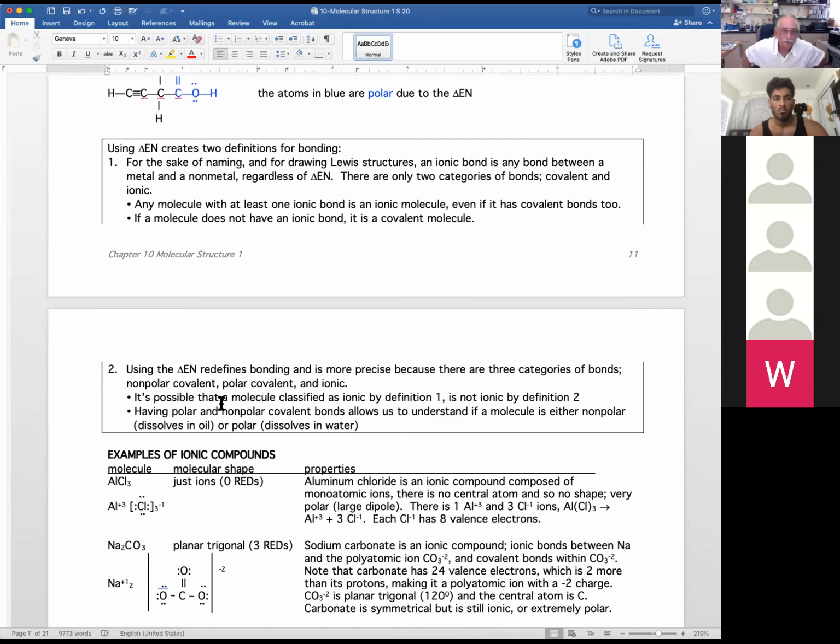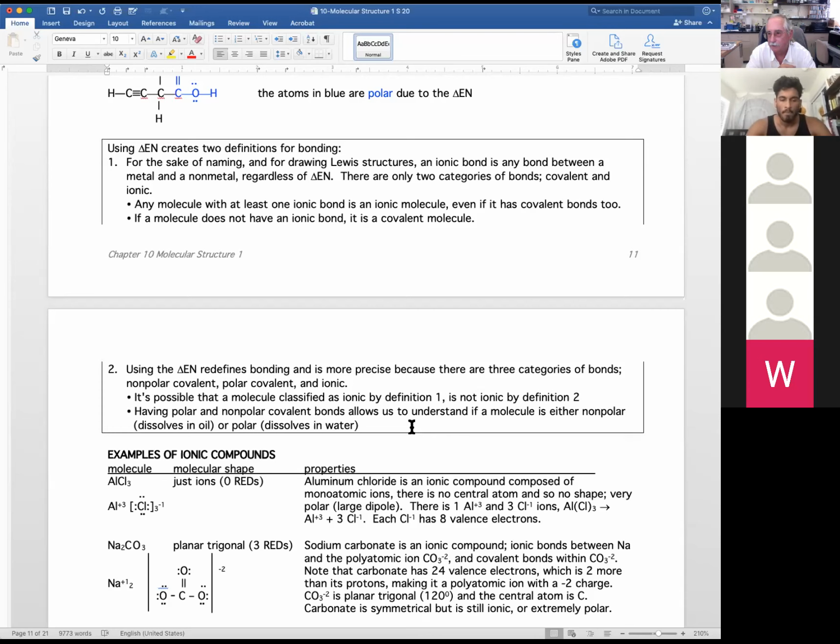So when we use the difference in electronegativity, we really create two definitions for bonding. For the sake of naming and for the sake of drawing Lewis structures, an ionic bond is any bond between a metal and a nonmetal, regardless of electronegativity. But using electronegativity difference redefines bonding as more precise. So it's possible that a molecule classified as ionic by definition 1 is not ionic by definition 2. So let's not get confused.